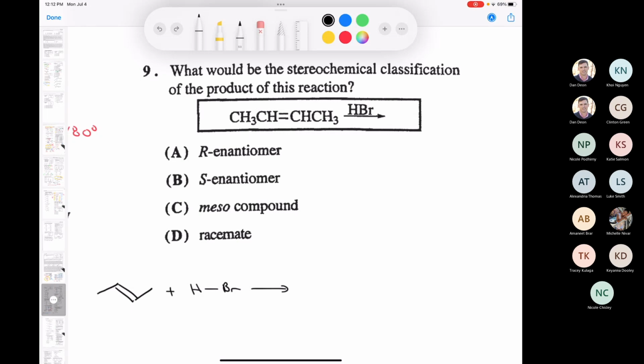Just adding HBr across an alkene. What would we end up with? We looked at this many times in chapter 8. So this would be a chapter 8 thing. Well, let me ask you a question then. Is this going to be a Markovnikov addition or an anti-Markovnikov addition or neither? In this specific case.